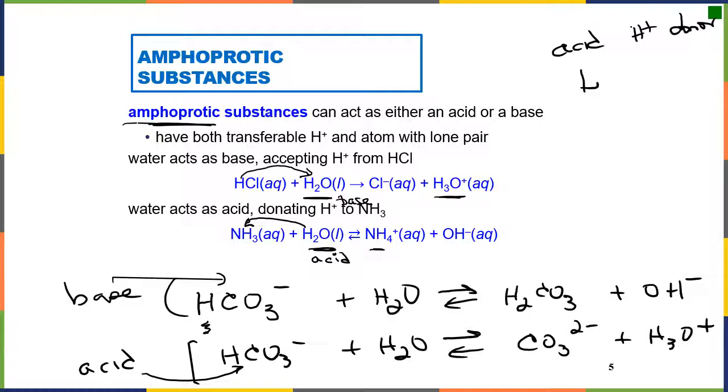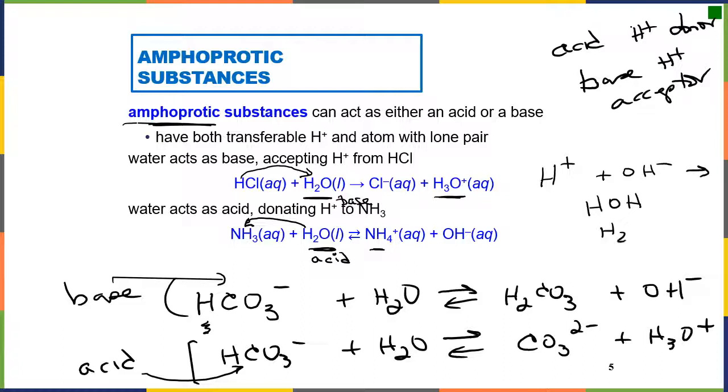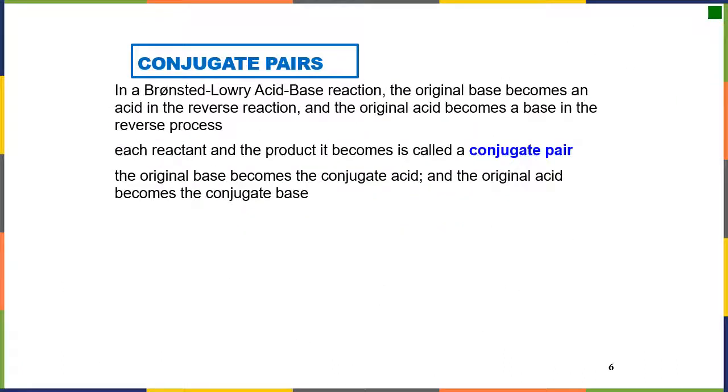A base is an H plus acceptor. And with a quick note, one good way to think about water is to realize that if you take an H plus and you stick it onto an OH minus, you are going to make HOH, which is the same as H2O. And so water is composed of a proton and a hydroxide. And so if we look at water, water can also then break up into an H plus and an OH minus.